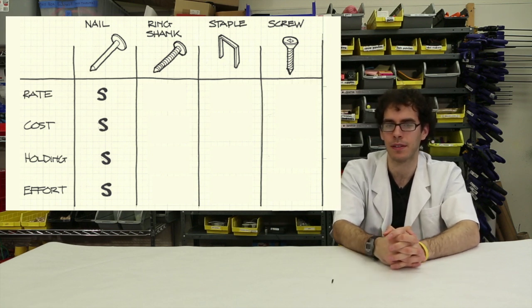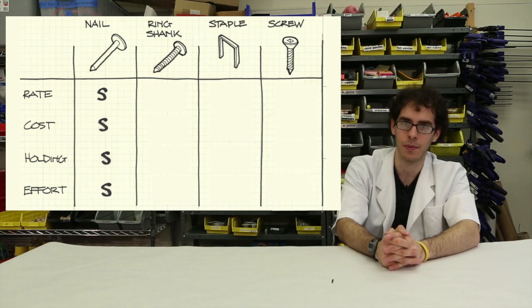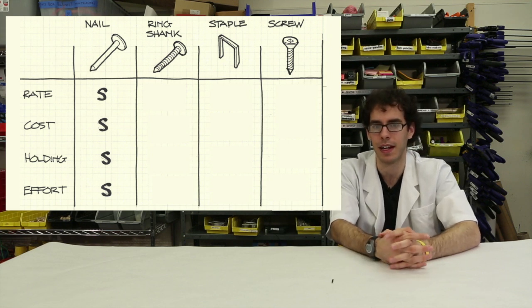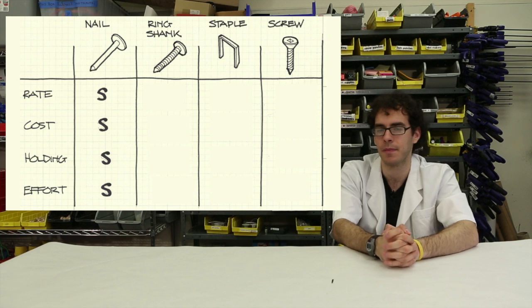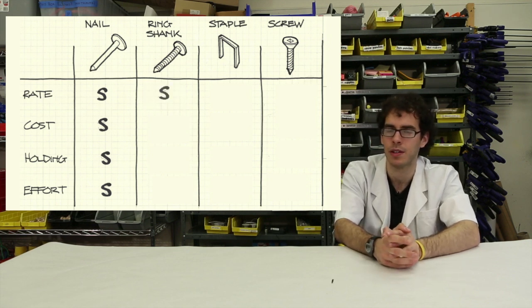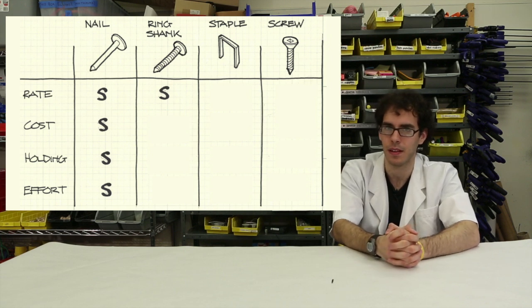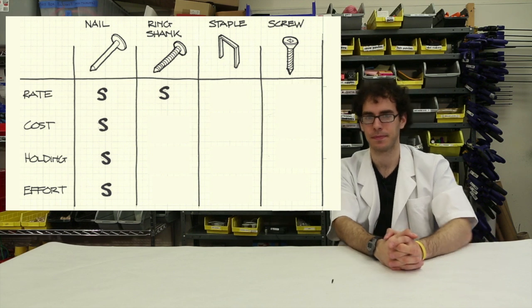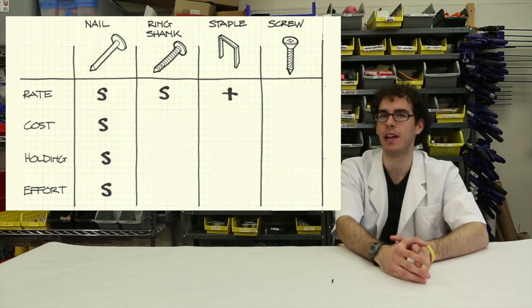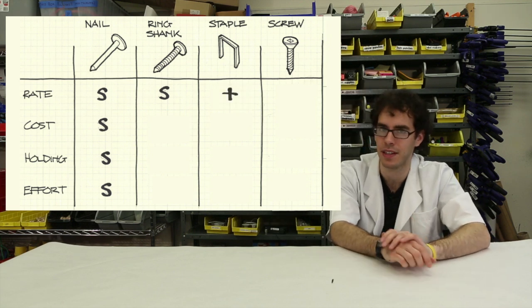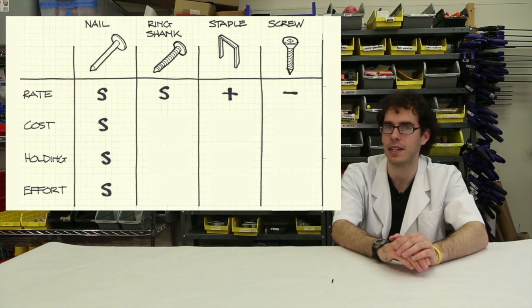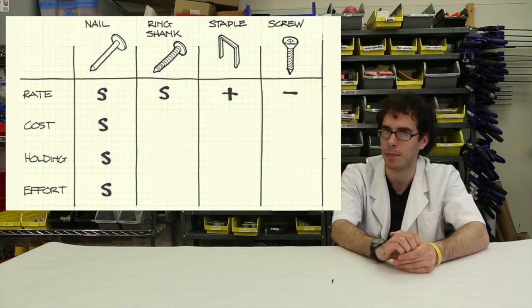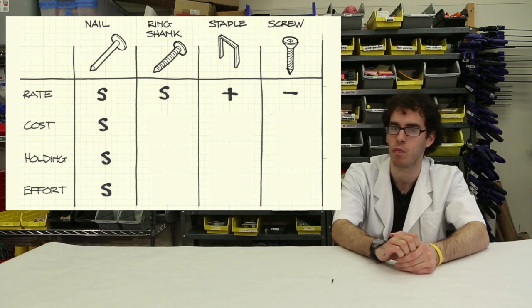So let's start by talking about the rate at which these different fasteners can be applied. So for the ring shank, that can be applied basically at the same rate a nail can. So that gets an S. So that's the same as the datum. The staple gets a plus because it can be applied faster than nails. And the screw gets a minus because it can't be applied quite as fast.